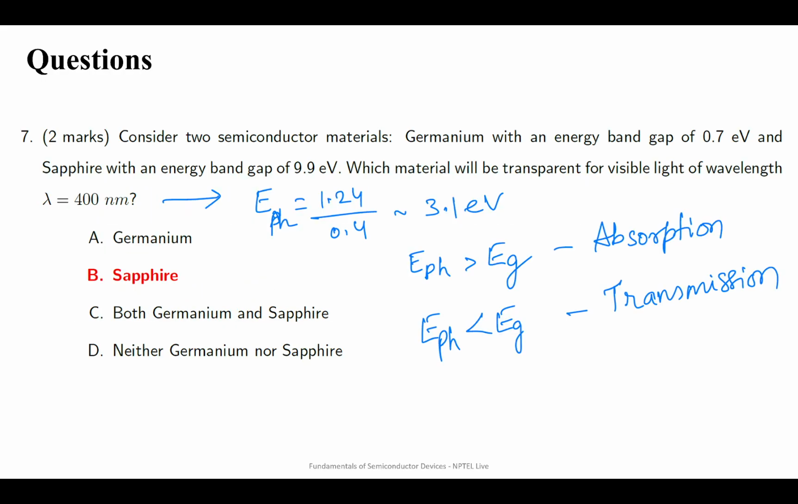So the answer to this will be sapphire. For 400 nanometer the photon energy will be 3.1 eV, which is larger than the germanium band gap. So germanium will absorb these photons, but it is much smaller than the sapphire band gap of 9.9 eV. So sapphire will let it transmit. So sapphire will be transparent to visible light, while germanium will absorb visible light.